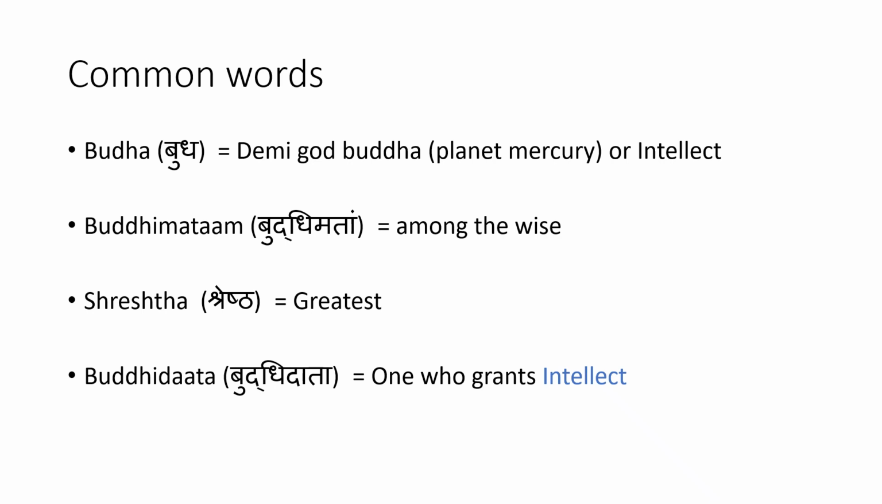Here, we look at the basic words used in the sutra. These words are easy to understand and do not require much explanation. Buddha is referred to demigod, Buddha, or intellect. Buddhimatam means among the wise. Shrestha means greatest. Buddhidata means one who grants intellect.